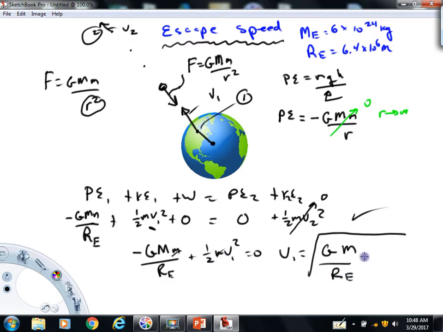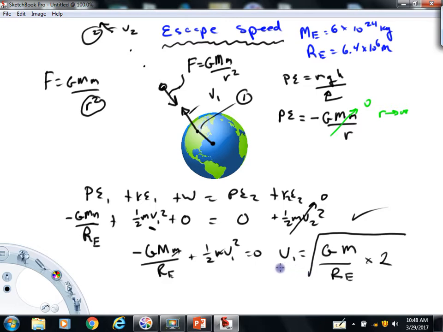And times 2. And again, I got this just by adding this term to the right, multiplying by 2, square rooting it. Now, in a couple minutes here, I'm going to pause the video, put in numerical values, and get a numerical value out. But before I do that, I'd like to chat a little bit about what this equation is saying.